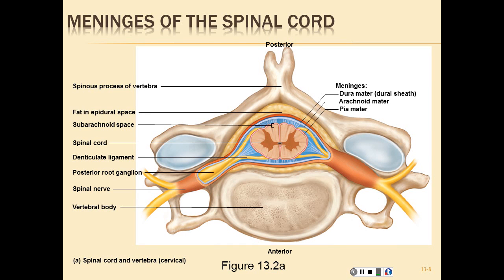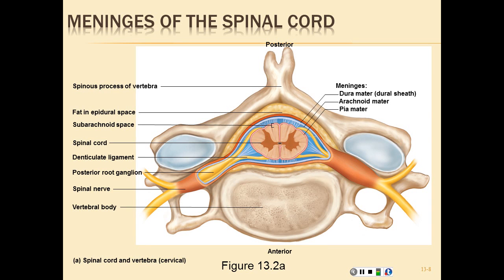The second meninx is the arachnoid mater. That consists of simple squamous epithelium adherent to the inside of the dura and a loose mesh of fibers spanning the gap between the arachnoid membrane and the pia mater. The space between the arachnoid mater and the pia mater is called the subarachnoid space, and that's the space that's filled with cerebrospinal fluid.